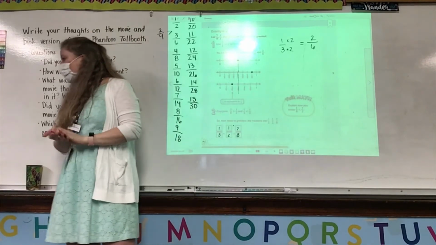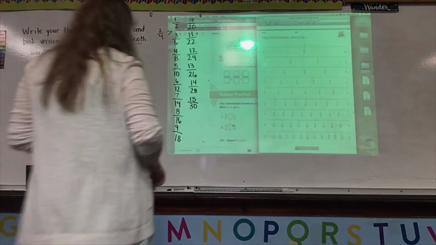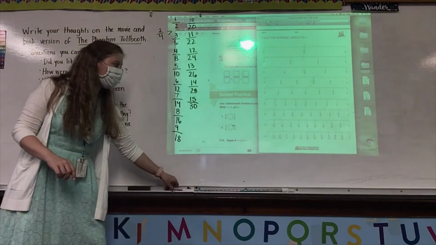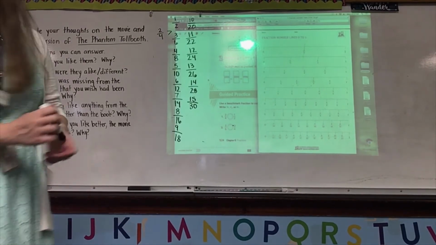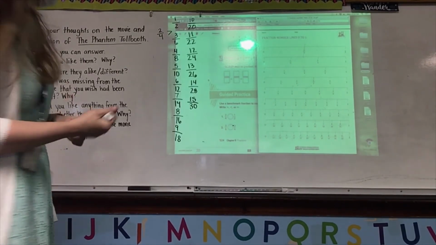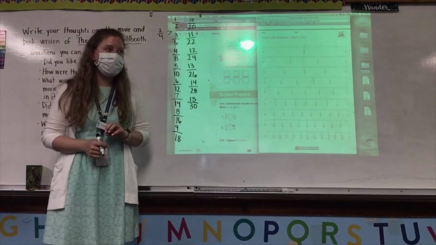Okay, let's look at the guided practice. Helper number 1, please sanitize, erase. Okay, so the guided practice says, use a benchmark fraction to compare. Write greater than, less than, or equal to. So number 1, we have 3/4 and 1/2.